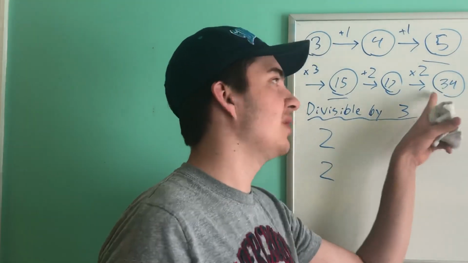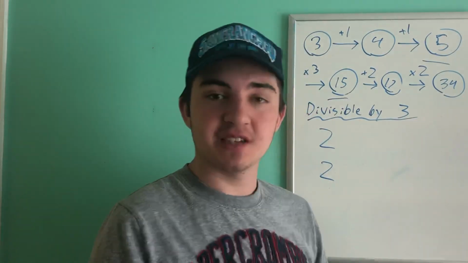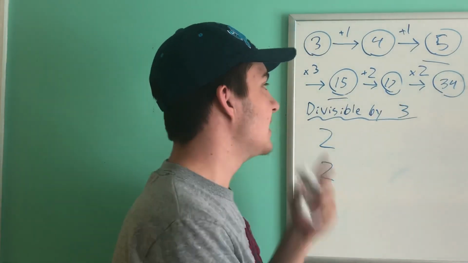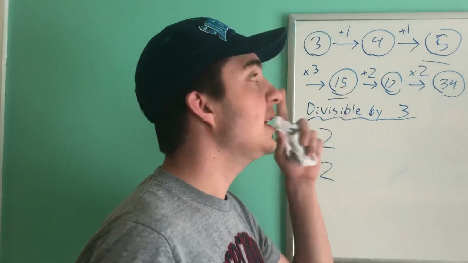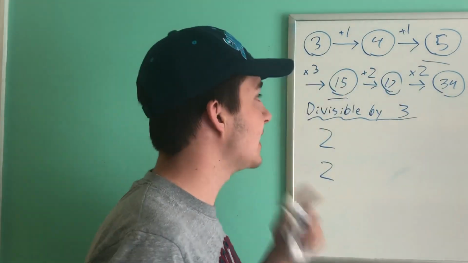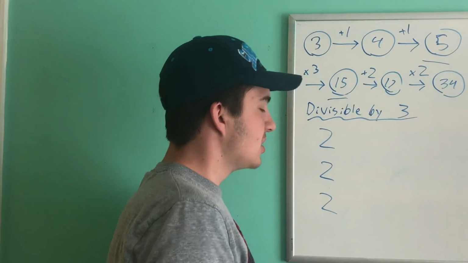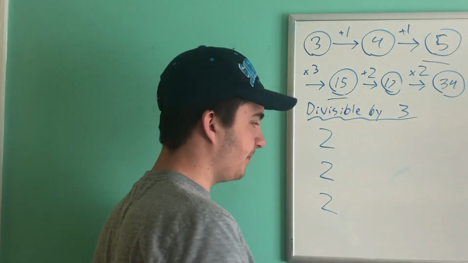Now, let's start at the back. 34. 3 plus 4 is 7. 7 is not divisible by 3. 17. 7 plus 1 is 8. 8 is not divisible by 3. No. 15? Yes. 5? No. 4? No. 3? Yes. So that is 2 again. So it looks like the answer here is 2.